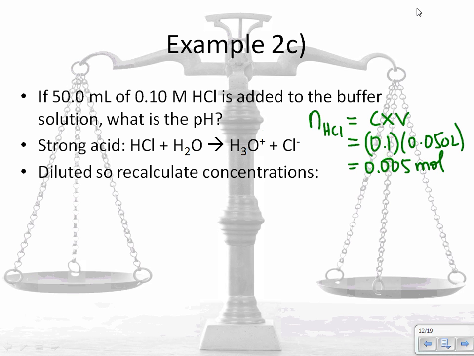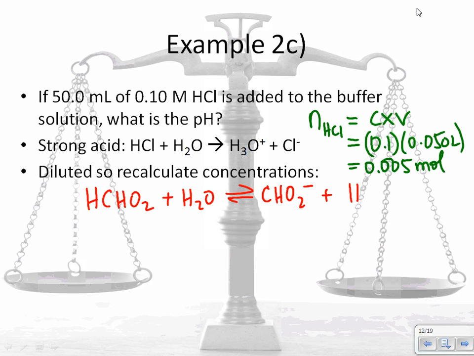So again, find your new concentrations. When you add HCl, what does it cause for your equilibrium shift for your buffer solution? Here's your buffer solution, HCHO2. Now you're going to add acid to it instead of base. If you can't figure this out, just write out your hydrolysis reaction and figure out what happens. HCHO2 yields CHO2 minus plus H3O plus. So here's my hydrolysis reaction.